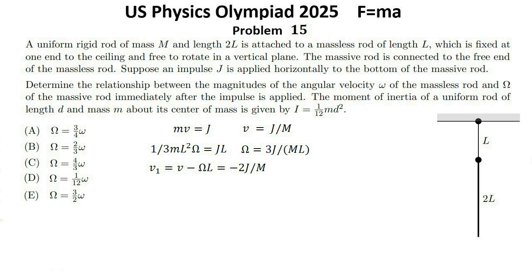It means that the angular speed of the heavy rod is counterclockwise and the massless rod's is clockwise. And omega equals v1 over L, which is 2J over m L. Finally, big omega over small omega equals 3 over 2. That was answer E, and that was the solution for problem 15.